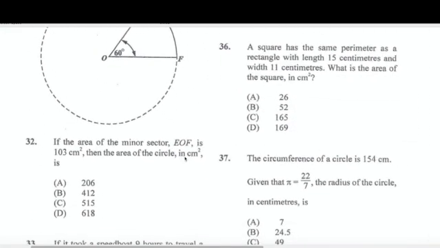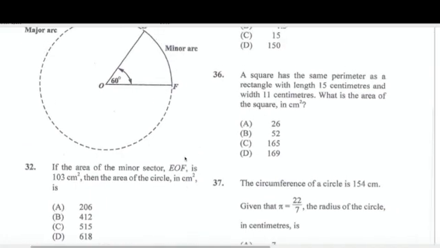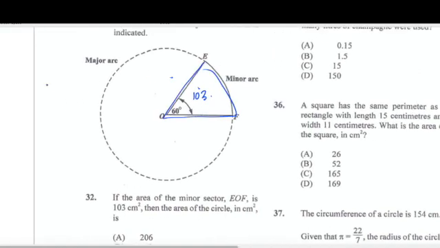If the area of the minor sector EOF, so that is this area here, is 103 centimeters squared, then the area of the circle in centimeters squared is what? So if we look at this 60 degrees here, 60 all over the entire circle, which is 360. So that means that 6 sixes are 36. So this little piece here is 1/6 of the entire circle.